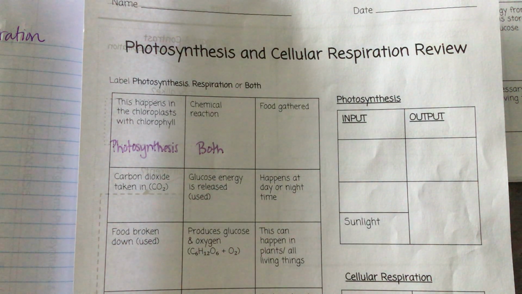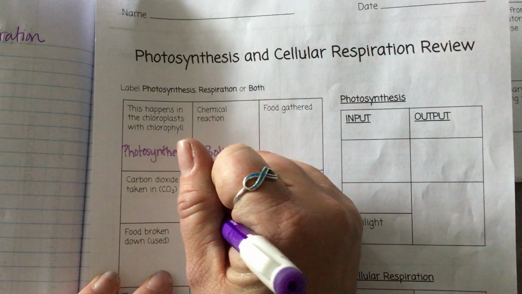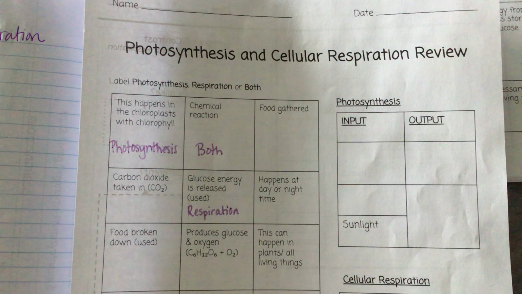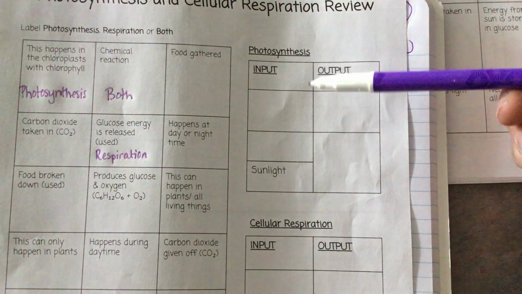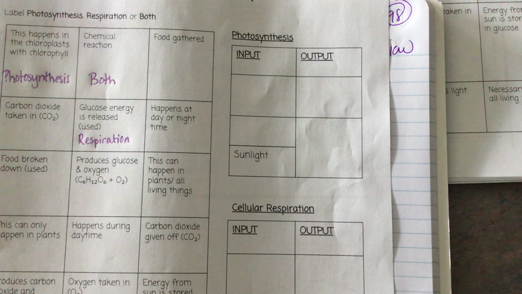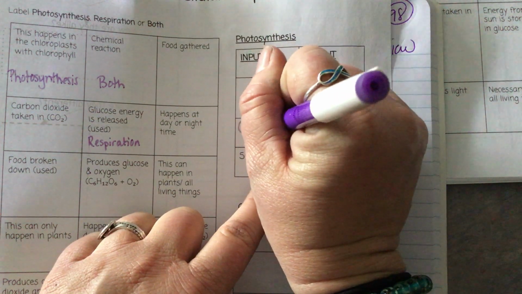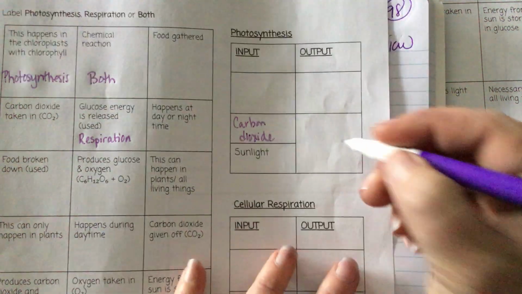And then in the last one, glucose energy is released or it's used. That would be your respiration or cellular respiration, but you don't have to write cellular respiration if you don't want to. Okay, but that's what you're doing on this side. Then on the right side of the front side of this page, for photosynthesis, you have to talk about what goes in, what comes out. So they gave you the example of sunlight. So sunlight comes in. You also would need carbon dioxide to come in. And then the output of that would be glucose.